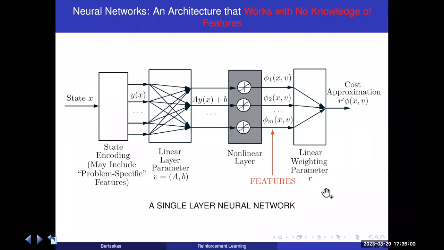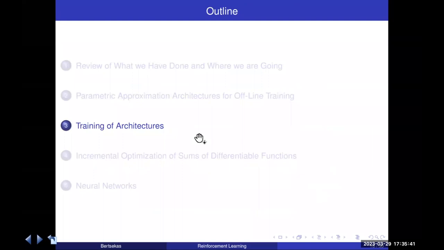And so that's how you generate the cost approximation. And you match this against training data, state cost pairs, and you try to tune the parameters so that what the neural network produces is close to your training set. Now, all of this is very nonlinear and horribly complicated, even though this is only a single layer. So we'll come back to this, but what we want to go into now is the training of architectures. Natural optimization algorithms that we use to find the parameter sets.